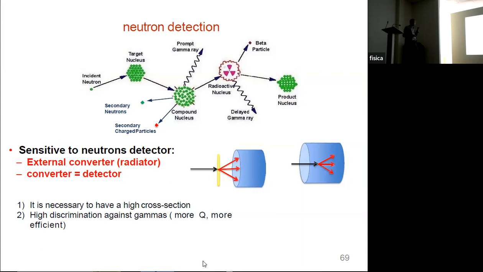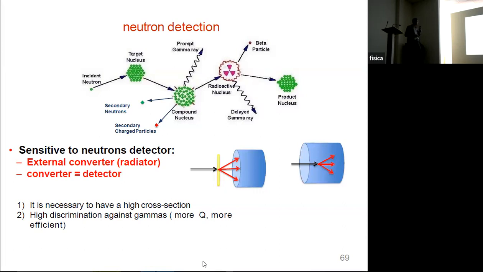consist of two parts: the so-called radiator. Basically, in a neutron detector there should be some material which converts neutrons into other particles which can ionize the matter, and the detector itself. In some cases you have external converters for the detector, and in some cases you have the converter material inside the detector. I will show you examples.